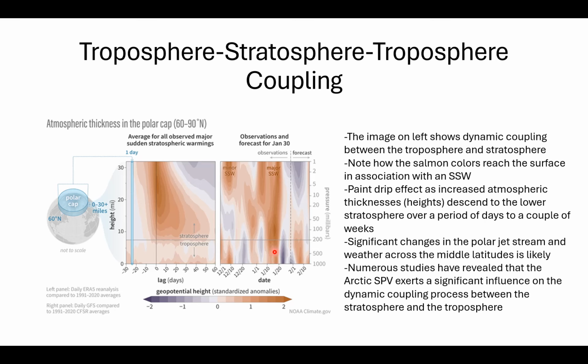These increased atmospheric thicknesses and heights descend to the lower stratosphere over a period of days to a couple of weeks. There are significant changes as a result of this coupling with the polar jet stream and the weather across the mid-latitudes in the winter season. Numerous studies, by the way, have revealed that the Arctic stratospheric polar vortex exerts a significant influence on the dynamic coupling between the stratosphere and the troposphere.